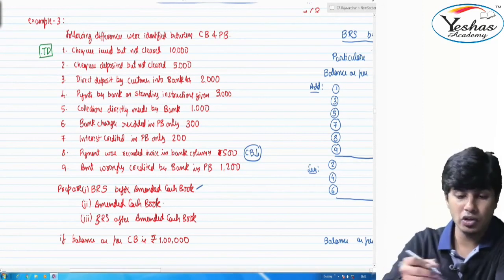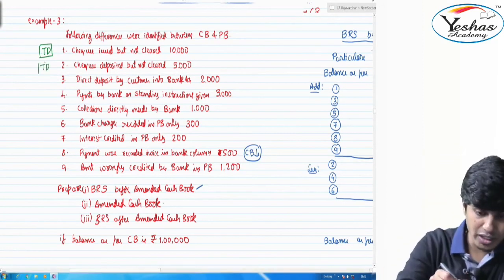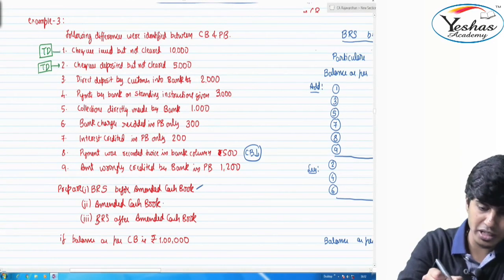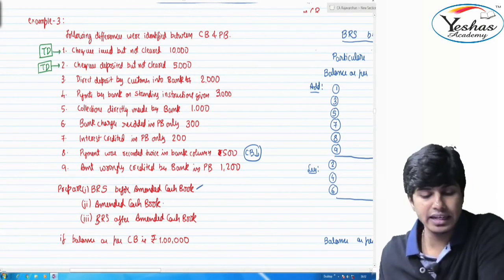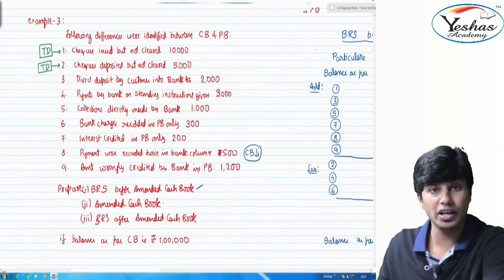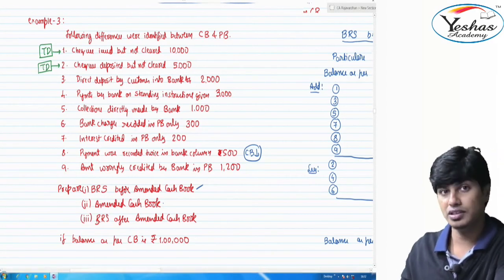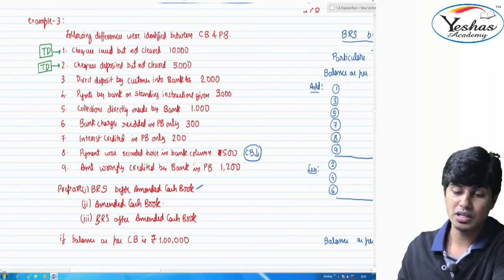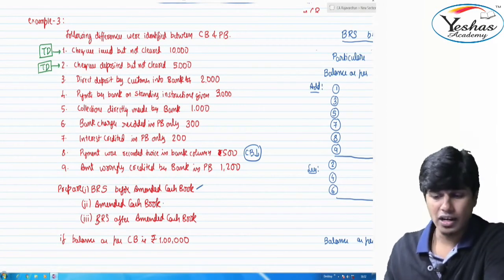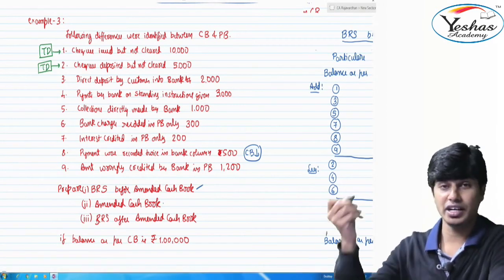Checks deposited but not cleared, timing differences. Why? You just give them some time and those checks will be cleared. Done. Direct deposit by customer into bank account. Whenever the customer has directly deposited money into the bank account, that is a non-timing difference. Payments by bank on standing instructions given, rupees 300.